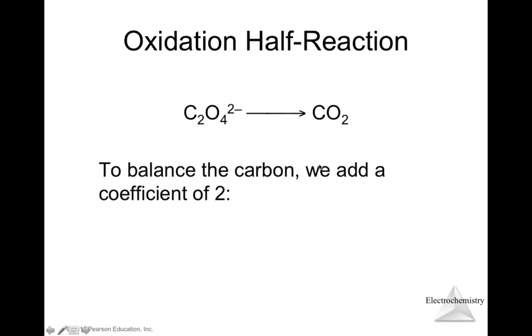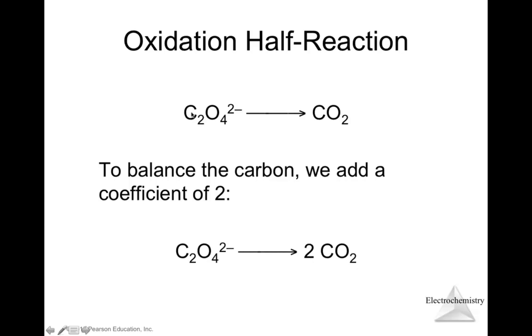To balance the carbon, we need to add a coefficient of 2. The only things that we can add to balance a half reaction are going to be coefficients. We can't add numbers here, neither here. We need to add in front of the molecules or the ions. Here we have 2 carbons, here we have 1 carbon. So if we add a 2 in front of the CO2, we will then have 2 carbons. So that's what we're going to do here.